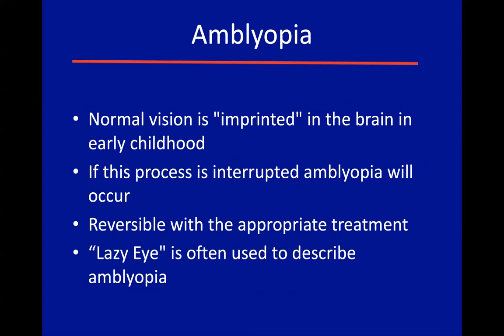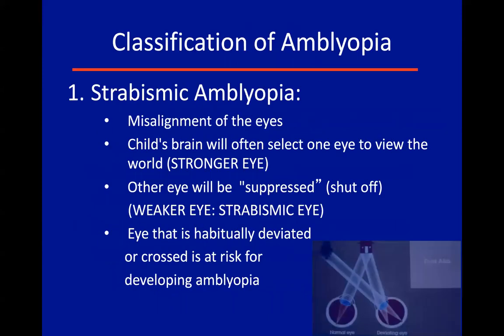This is very important. If this process is interrupted for any reason, may it be strabismus, cataract, cornea, amblyopia will occur. It is reversible if treated before the age of 6. Sometimes we say 8, but I like the number 6. It's reversible with the appropriate treatment. This is before the age of 6. Lazy eye is often used to describe amblyopia. So we have something called strabismic amblyopia.